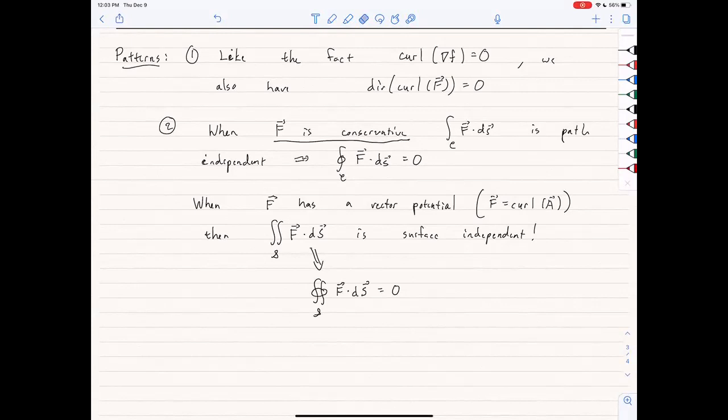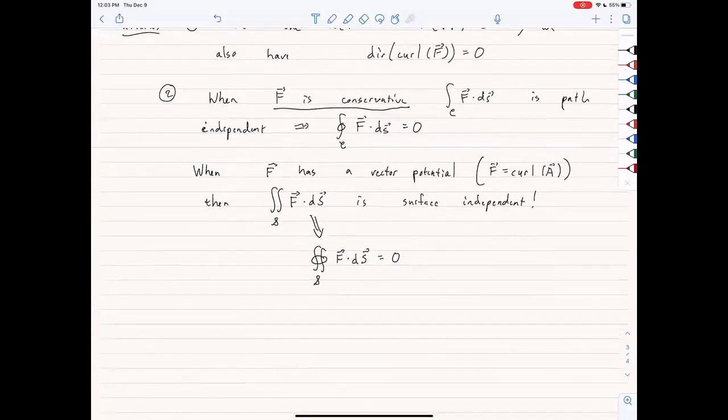So let's see, why is this true? There's a way of doing it where you cut your surface up and you glue two pieces together and you use Stokes' theorem. You can do it that way. But let's see why this is true with our new tool. So one reason.